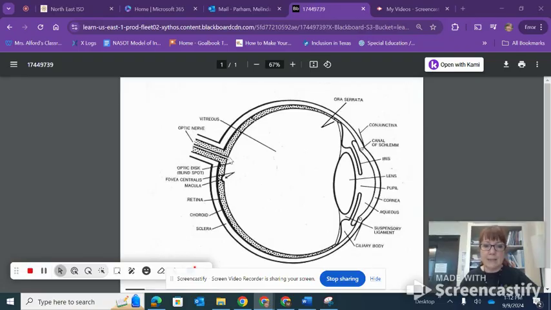Right here is where you're exiting the eye and going towards the brain. That's our optic disc, and the optic disc is the head of the optic nerve where the ganglion cell axons exit the eye, and there are no photoreceptors right there, so that would be considered a blind spot.